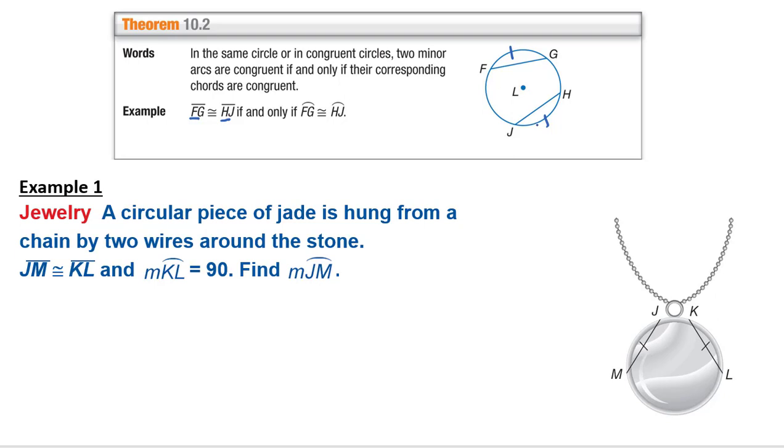So our first example here is a circular piece of jade hung from a chain by two wires around a stone. I have chord JM congruent to KL, and arc KL is 90. I need to find the measure of arc JM, and that is also 90. So the measure of arc JM is equal to 90 since I have congruent chords in our circle.